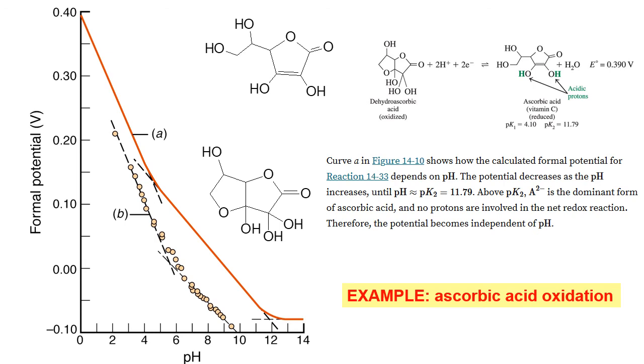When we look at formal potential as a function of pH, it's obviously not a constant. It's a steep curve that changes until reaching pK2, which is 11.79. Above this pK2, so above pH 12, there are no protons involved in the redox reaction, and potential becomes independent of pH. This highlights how important it is to know pH when you study biological systems.